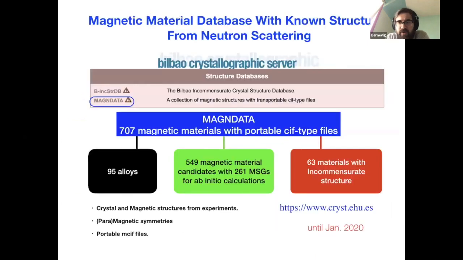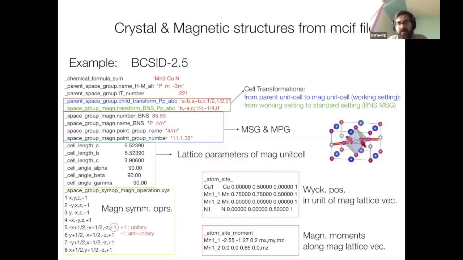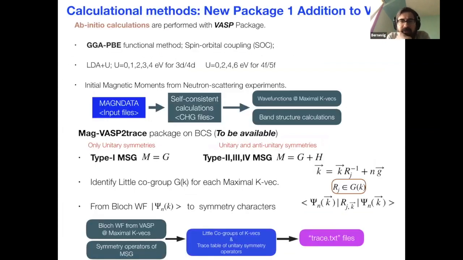So how do you run a high throughput search on this? You go to the Bilbao Crystallographic Server, and you look at the MAGNDATA database. Now, the good thing about MAGNDATA is that it has information that comes from neutron scattering rather than calculations. So you know that, within experimental correctness, it is correct, and you have the magnetic structure. They have, for example, CIF files that look like this, where the magnetic structure is known, and the magnetic moments are known. So then you can do more accurate calculations. And this is what we did.